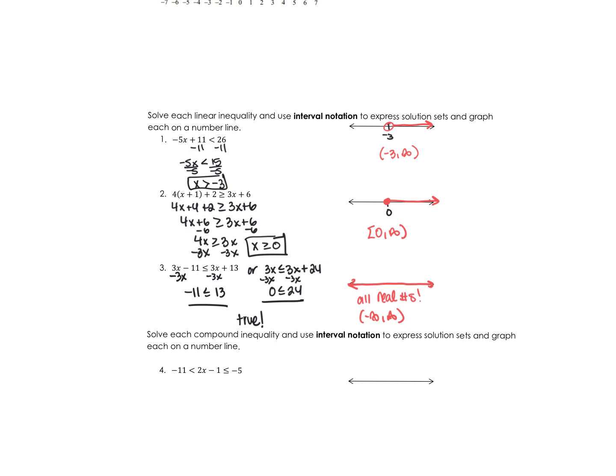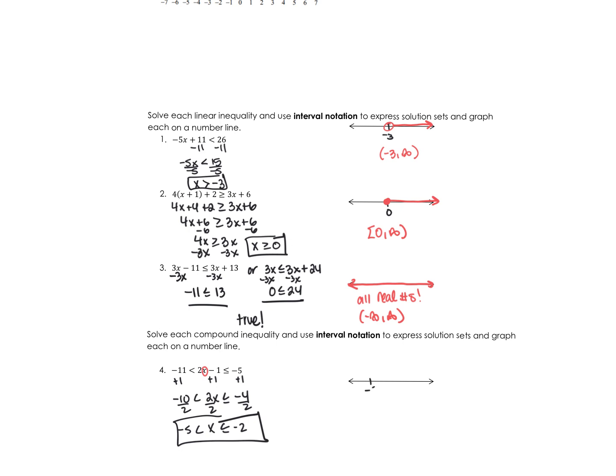And then lastly here we have a compound inequality. So now we want to get x by itself in the middle. So we'll start by adding 1 to all 3 parts. So negative 10 is less than 2x is less than or equal to negative 4. Divide by 2 to get x by itself. Negative 5 is less than x is less than or equal to negative 2. This is your solution. And now we need to graph that.